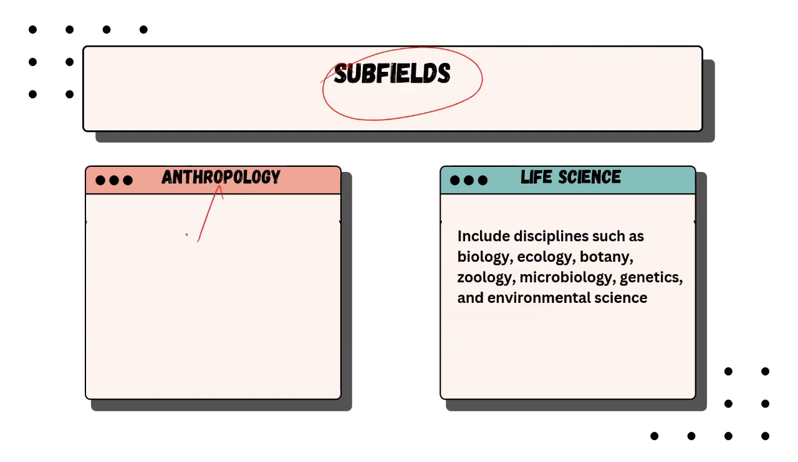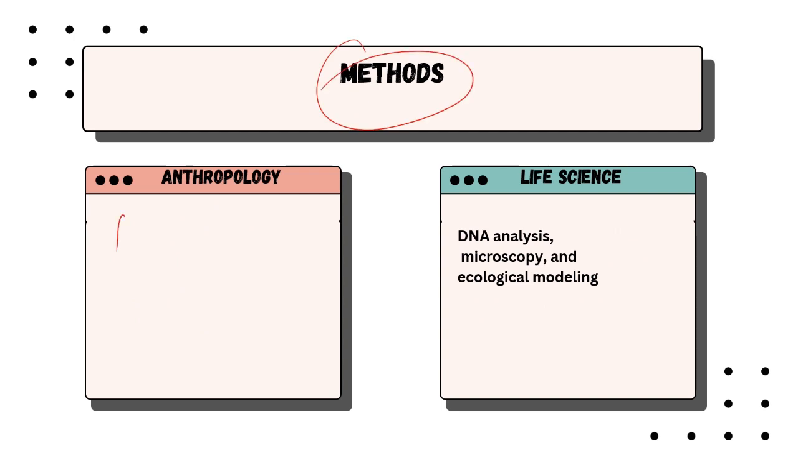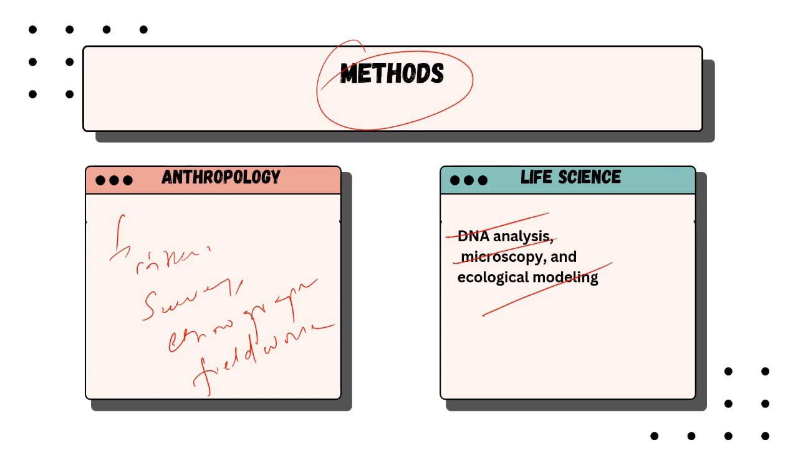Next, the subfields. So here there are 4 subfields plus 1, that is applied, and here biological, cultural, archaeological, as well as linguistic. Whereas life sciences include biology, ecology, botany, zoology, microbiology, etc. Methods used are interviews, surveys, ethnographic research, field work, etc. Whereas in life sciences, DNA analysis, microscopy, and ecological modeling are specifically used. But anthropology also includes biological anthropology, and some of these methodologies were also brought into anthropology, especially in biological anthropology. So you can consider that perspective also.